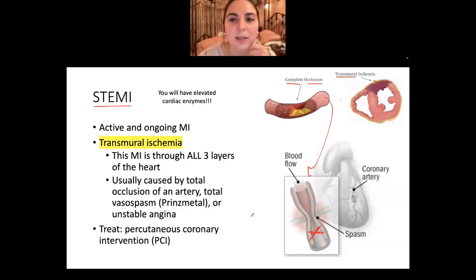And the only way to treat this is, you can't even give a blood thinner or anything. You have to get rid of this clot. You basically have to do PCI therapy, percutaneous coronary intervention. You have to put a stent in there.